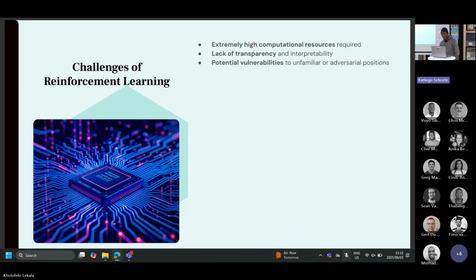Another defect is that if we reach a point that it has never seen within its training, it's probably not going to win, because it will be completely new to it, and you can exploit that to defeat the agent.